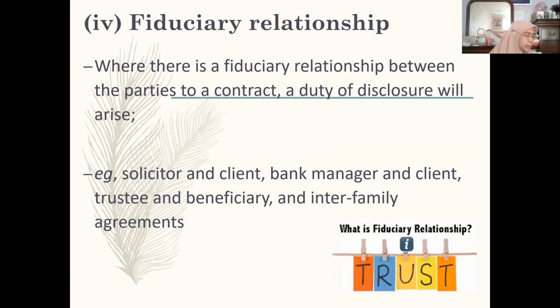The fourth one, fiduciary relationship. The phrase is quite common because we came across this particular word fiduciary when we discussed undue influence. So what is a fiduciary relationship? A relationship of trust and confidence. So where there is a fiduciary relationship between the parties to a contract, in that particular situation, a duty of disclosure will arise. They are not strangers. They have a relationship of trust and confidence. So in that situation, they cannot keep silent. The party who knows about it must tell the truth.